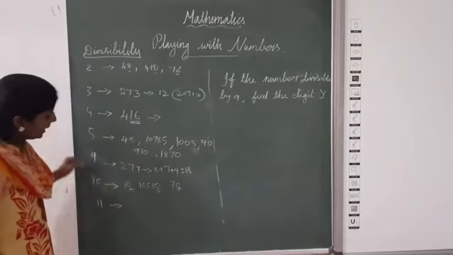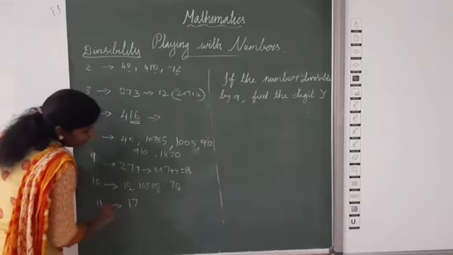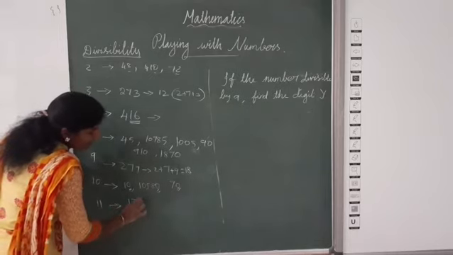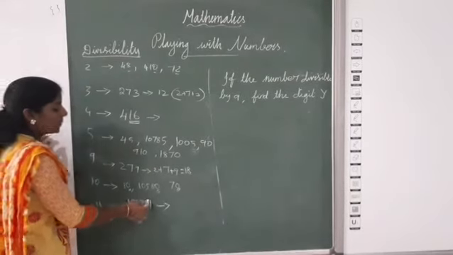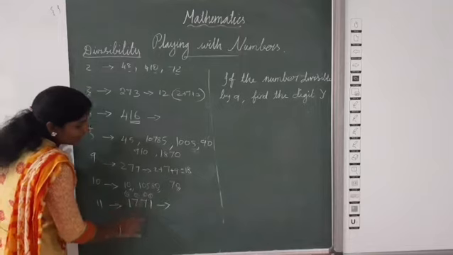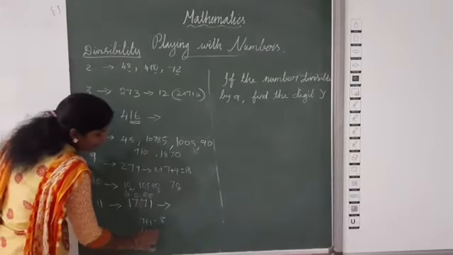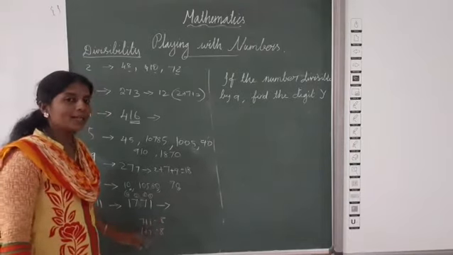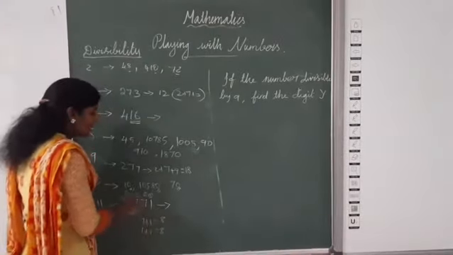Then divisible by 11 means, for example, 1771. Now we take the odd places. Which are the odd places? This is the 1st place, this is the 2nd place, this is the 3rd place, this is the 4th place. The 1st and 3rd are odd places. So 7 plus 1 is equal to 8. Then the even places, 2nd and 4th, 7 plus 1 is equal to 8. The difference of the sums: odd place is 8, even place is 8. 8 minus 8 is 0. This difference is 0, so this number is divisible by 11.